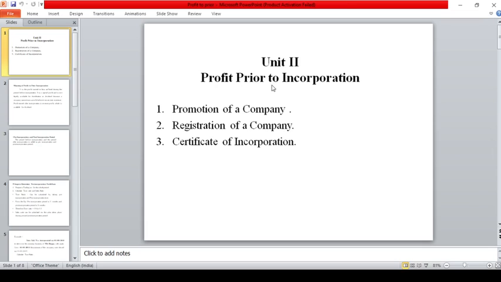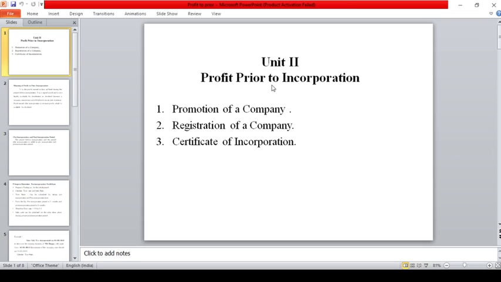There are 3 steps to the formation of a company, and you know which are those steps. The first step is promotion of a company, the second one is registration of a company, and the third one is certificate of incorporation. For this chapter, profit prior to incorporation, the certificate of incorporation is very important.